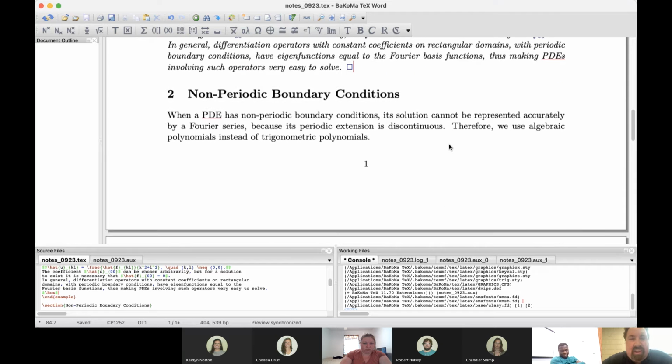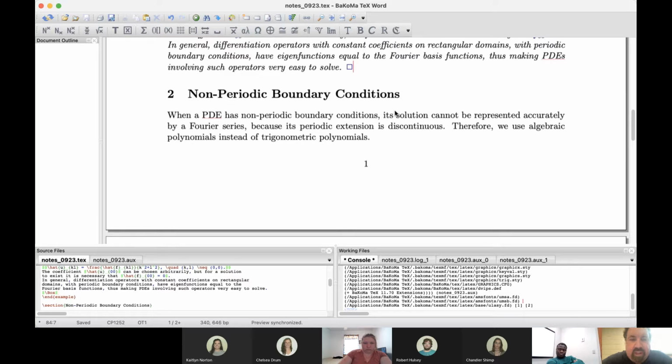Okay. Now, what about the case of non-periodic boundary conditions? In that case, it's not advisable. Well, okay, it depends on the boundary conditions. Like if you have homogeneous Dirichlet boundary conditions, you could use a Fourier sine series. Or if it's homogeneous Neumann boundary conditions, you could use a Fourier cosine series. Or you might have non-homogeneous boundary conditions, where a Fourier spectral method might not be the best idea.